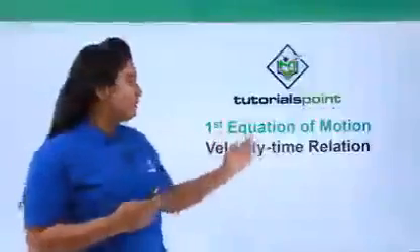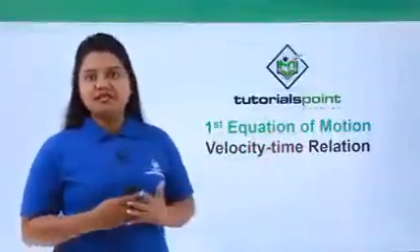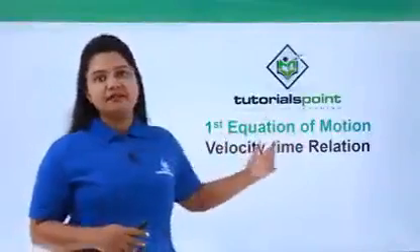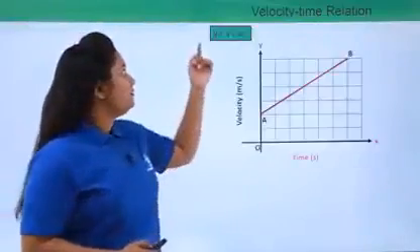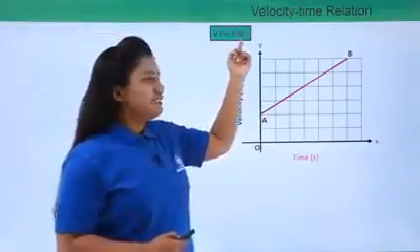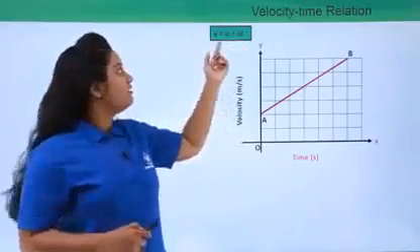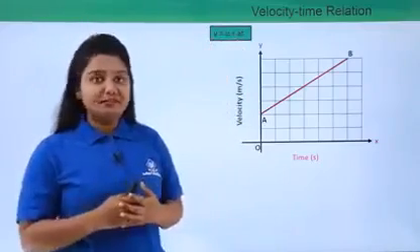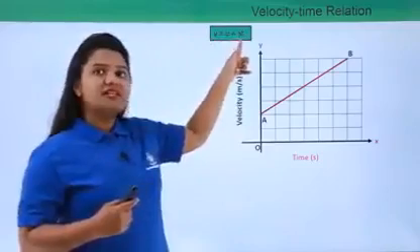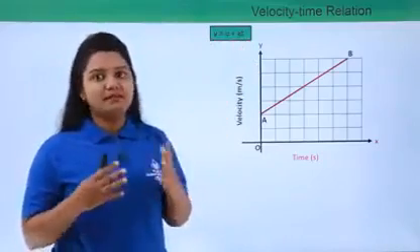Deriving the first equation of motion, which is otherwise called the velocity-time relation. We have already seen what it is. It is v equals u plus at, where u is the initial velocity of the body, v is the final velocity of the body, a is the acceleration, and t is the time taken by the body.